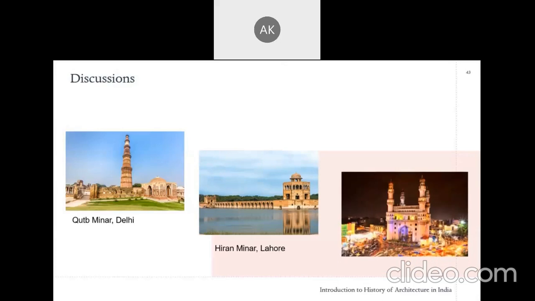Again, this one. Char Minar of Hyderabad.